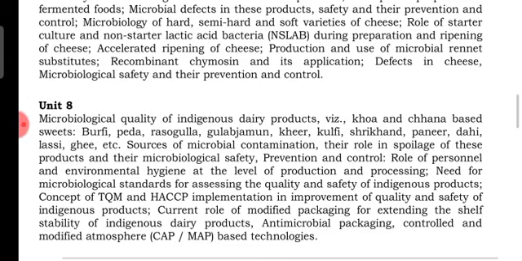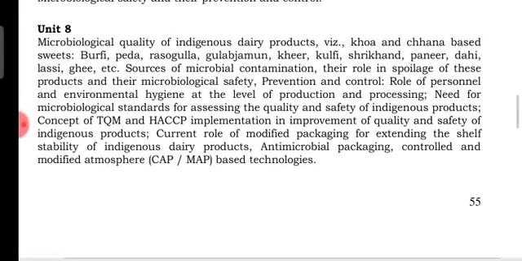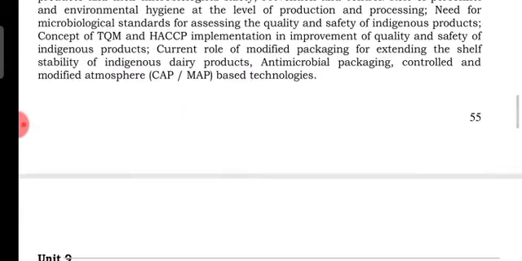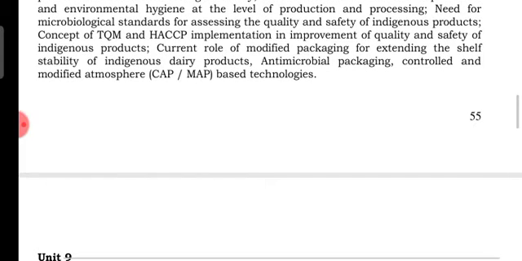of indigenous products; concept of TQM and HACCP, implementation of improvement of quality and safety of indigenous products; current role of modified packaging in extending the shelf stability of indigenous dairy products; antimicrobial packaging and modified atmosphere based technology.